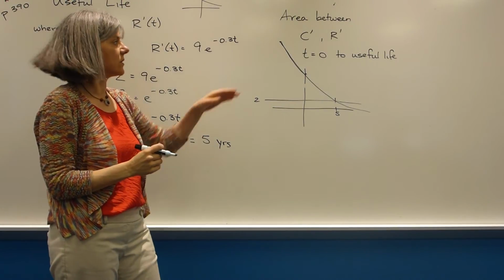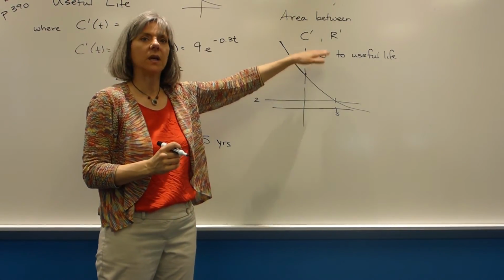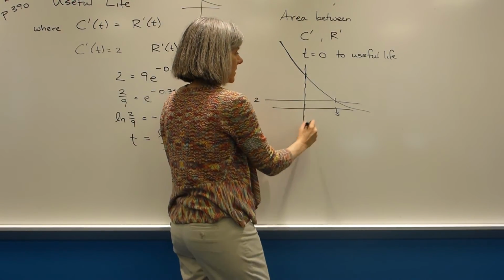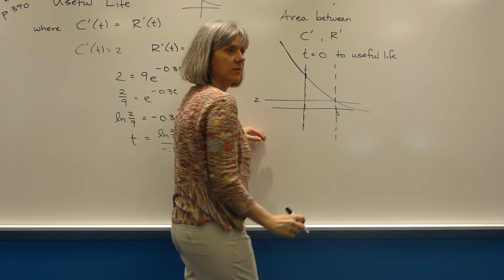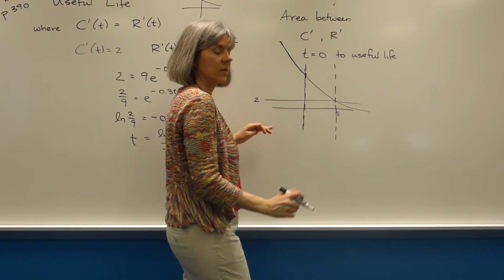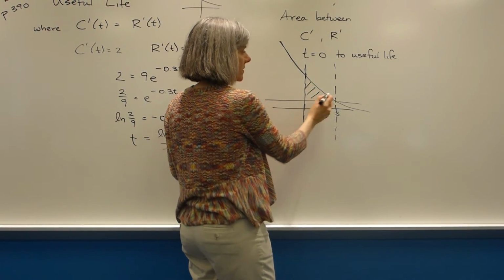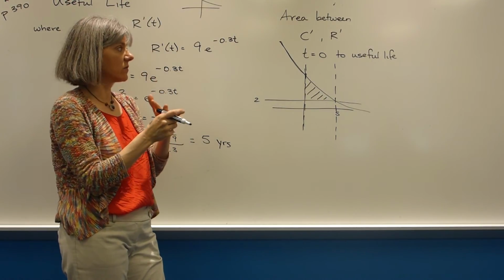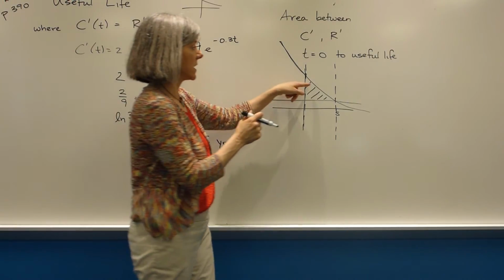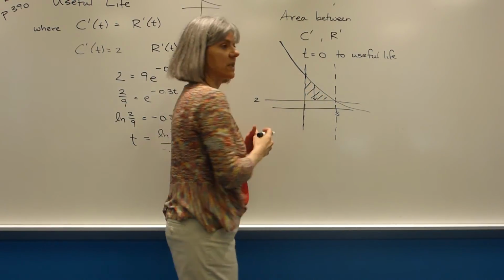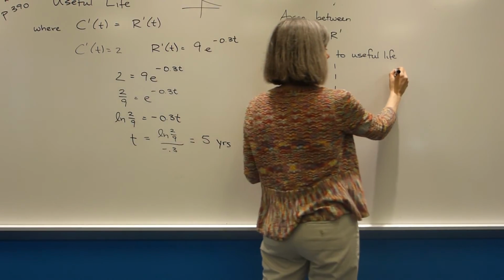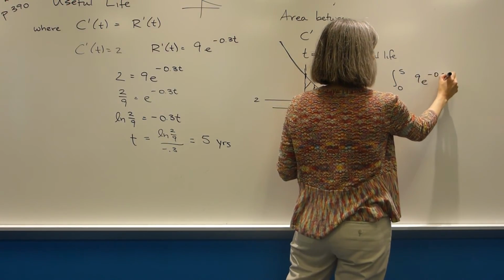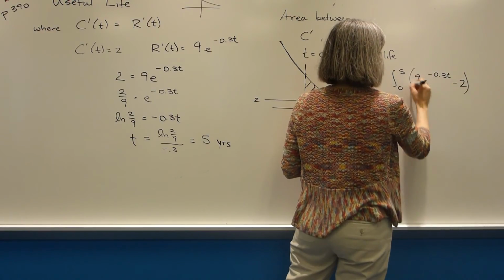So what am I interested in? From time equals 0 until I get to the end of the useful life. So here's time equals 0, and here's the useful life. So I'm interested in that area. So I need a top curve, bottom curve. Which one's the top curve? Exponential, right? Exponential is the top, coming down to 2. So I'll have the integral from 0 to 5, 9 e to the minus 0.3t minus 2 dt.